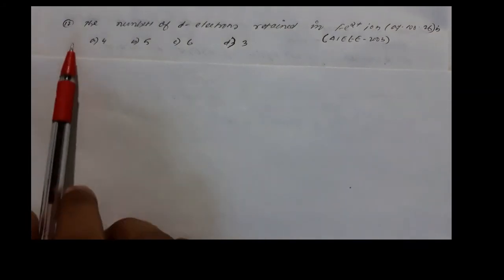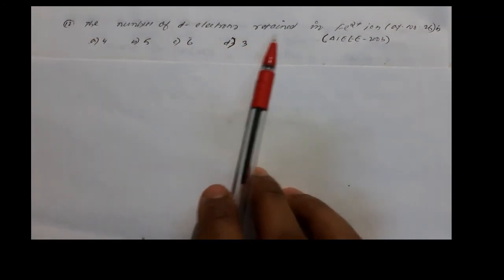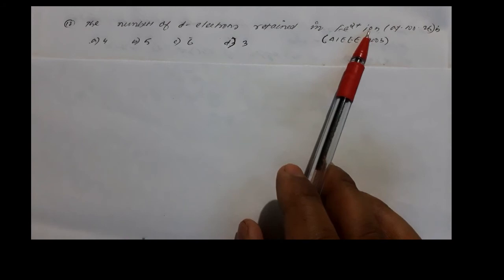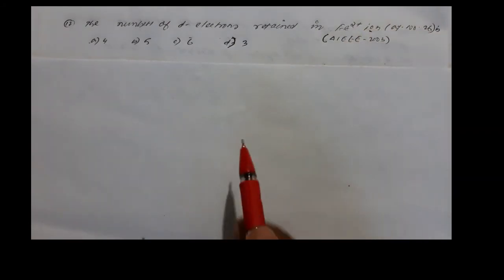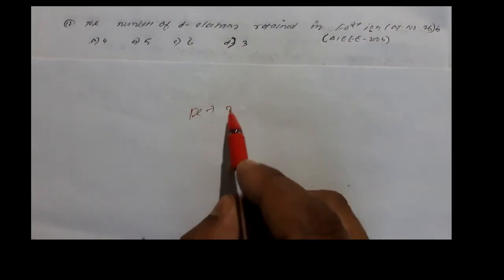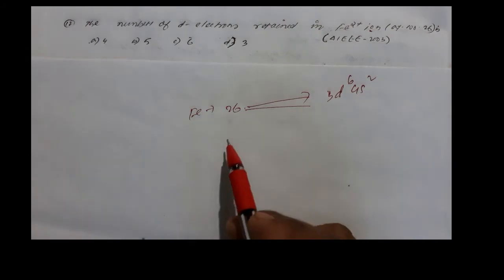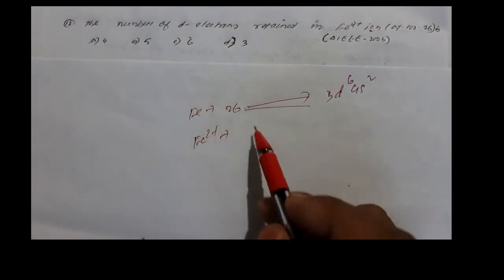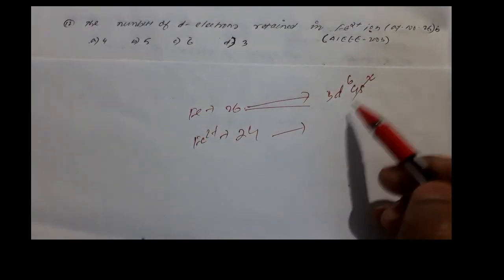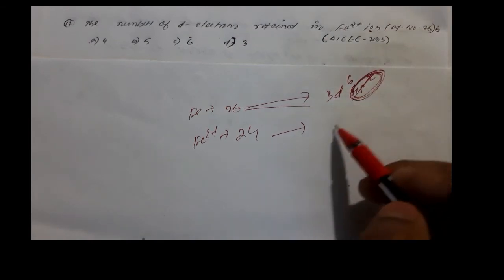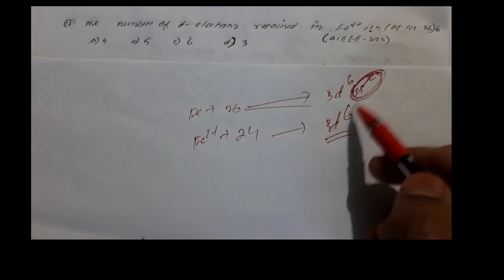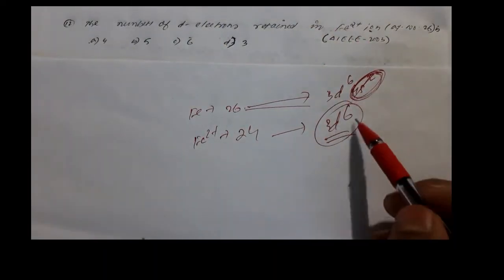Okay students, another question: the number of d electrons retained in Fe2+ ion, atomic number 26. So Fe is 26. What is the outermost electronic configuration? 3d6 4s2, definitely, right? And here it is talking about Fe2+, which means 24 electrons. So 2 electrons will be removed from the 4s, and the electrons left are 3d6. So the number of electrons retained in the d orbital is 6, isn't it? So the answer is 6.